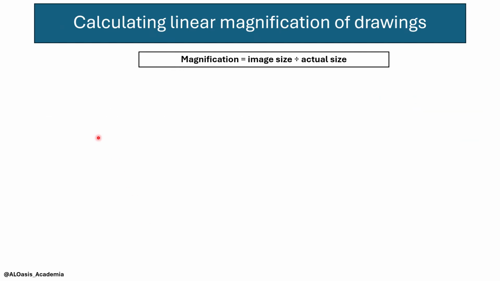Now let's have a look at a different type of calculation required for this topic. It's a very common question that comes up in the exam: you might get asked to calculate the linear magnification of a drawing or of an image that is given on the exam paper. So you need to remember this equation. I've covered it fully in a previous video, so please have a look on my channel and the video will appear up there. But here, just a reminder of the magnification formula: magnification equals the image size divided by the actual size.